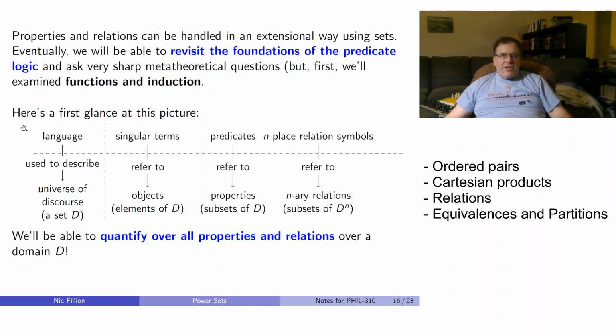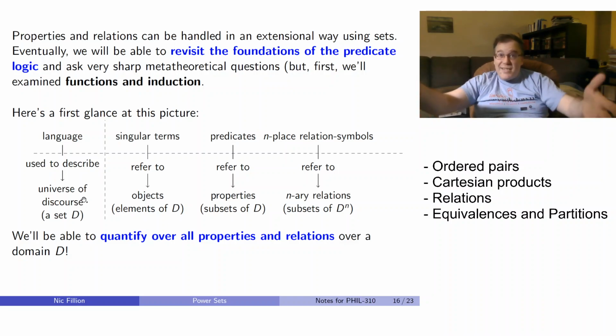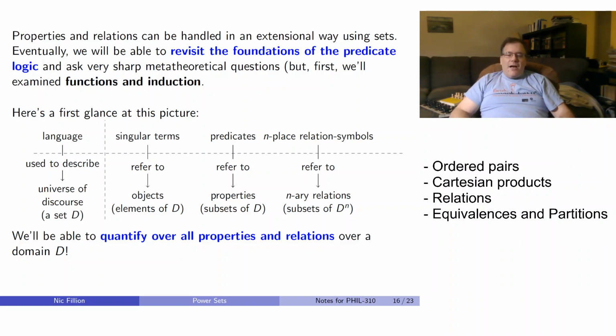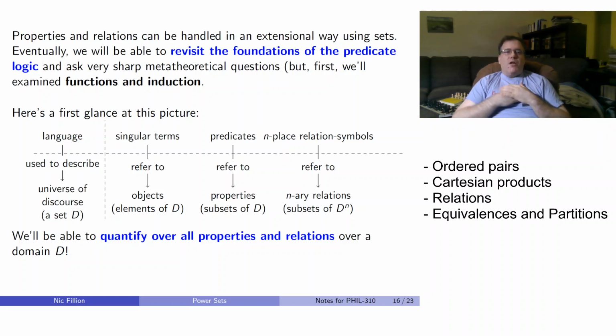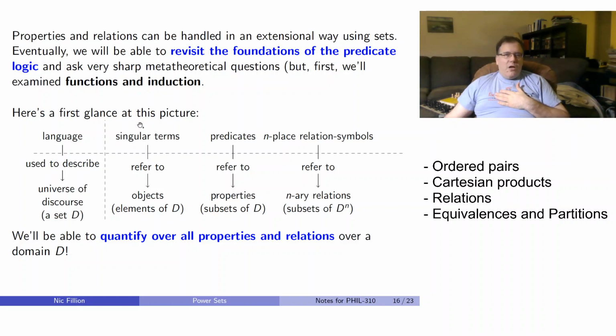So we have a language that contains all sorts of expressions. And the idea is that we use this language to describe a universe of discourse, to say what is the case, right? Determine, identify what is factual, and say, those things are true, and make inferences on the basis of what's true. And then we saw that there are a few main kinds of symbols in predicate logic. We have singular terms. Those singular terms refer to objects. Now, what are those objects going to be when you think of it in terms of set theory? Well, objects are merely going to be elements of D, where D is the domain of discourse.